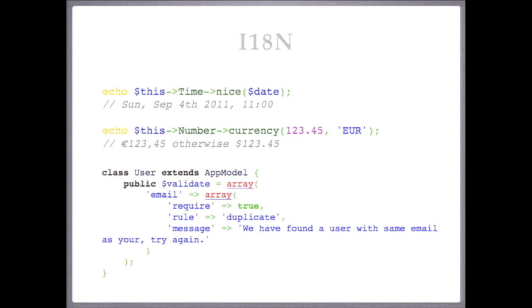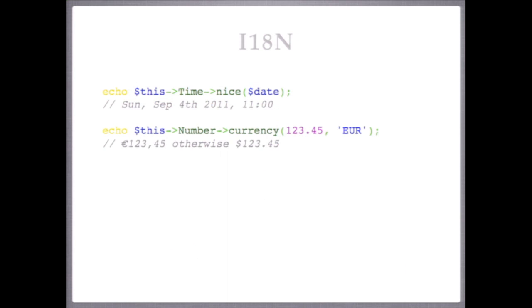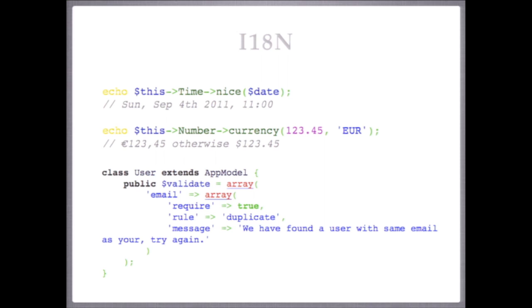And also now in CakePHP 2.0, you can translate messages directly on the validation. You're not calling that double underscore function, you can just have the messages, and this shell will extract them all. So no need to use, like in the past, translation in the constructor methods or in the validate method. Now it's even easier to use that.